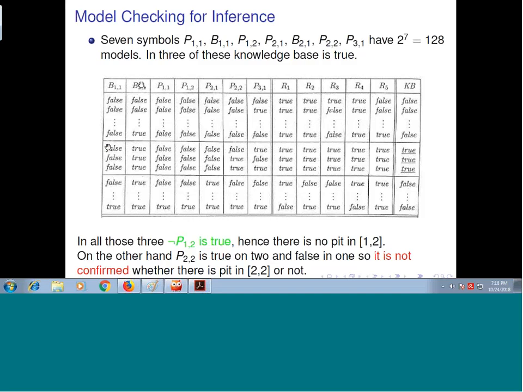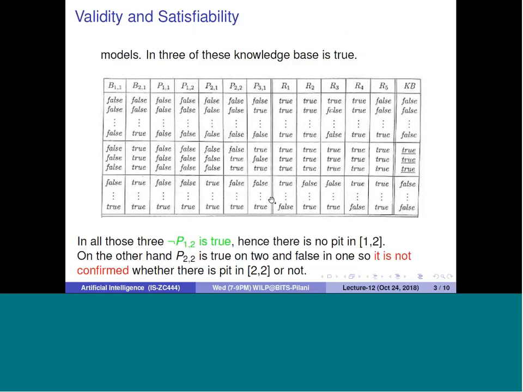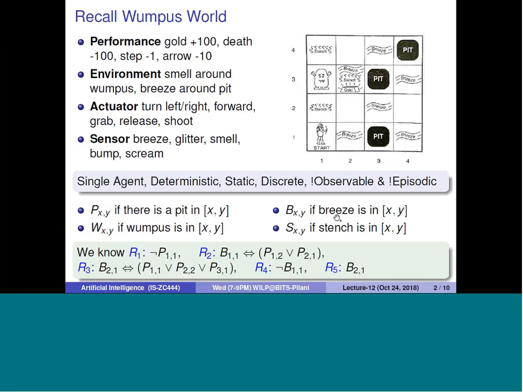B21 false means there is no breeze in 21. This is also given information. P11 is false, there is no pit. This is also given information. So you can see that there are multiple things, and P12 false means there is no pit in 1 2. So you can go in this direction. Therefore, the agent would move in this direction.